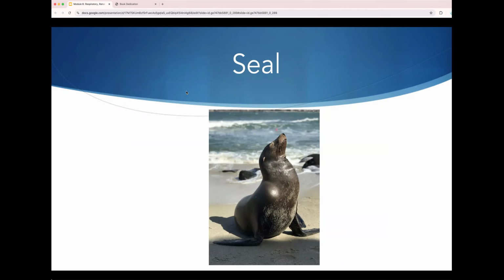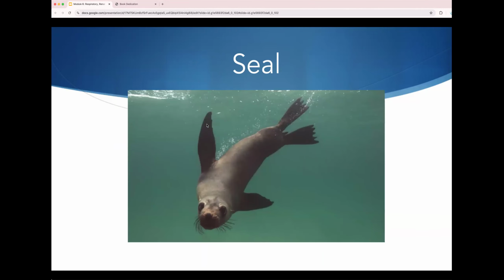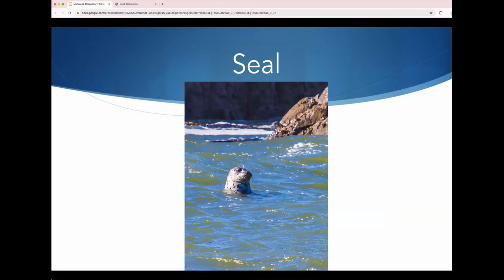So this is how a seal usually gets its food, okay? The seal will come up to get oxygen and it goes down to get fish. It swims down and gets fish and comes back up for oxygen, and it goes down to get fish and back up for oxygen. And that's how it usually spends its day getting its food.